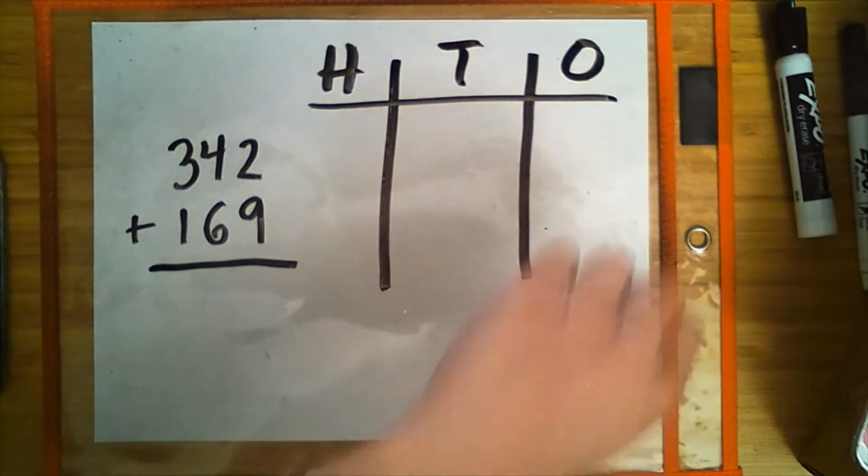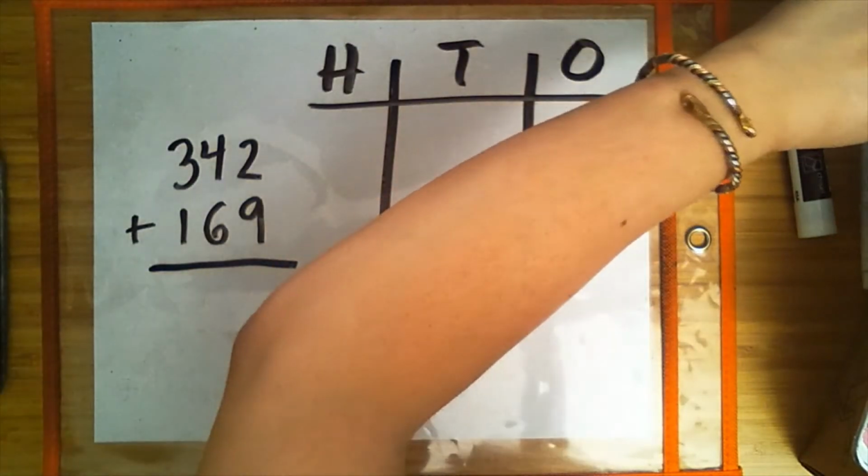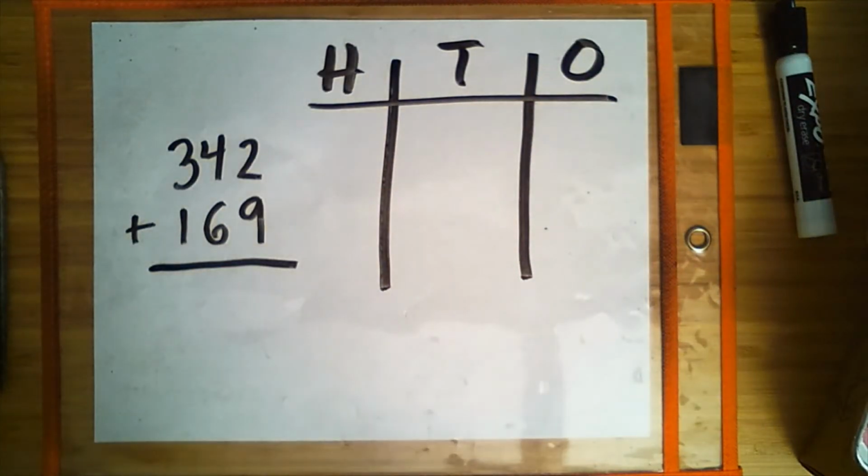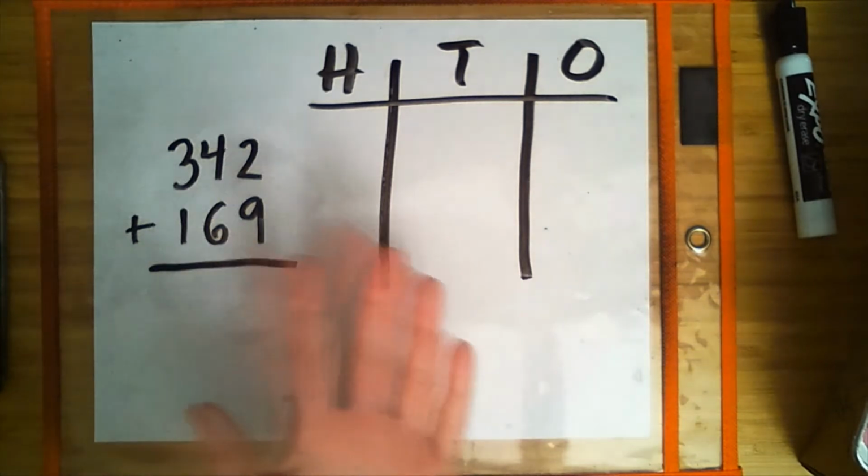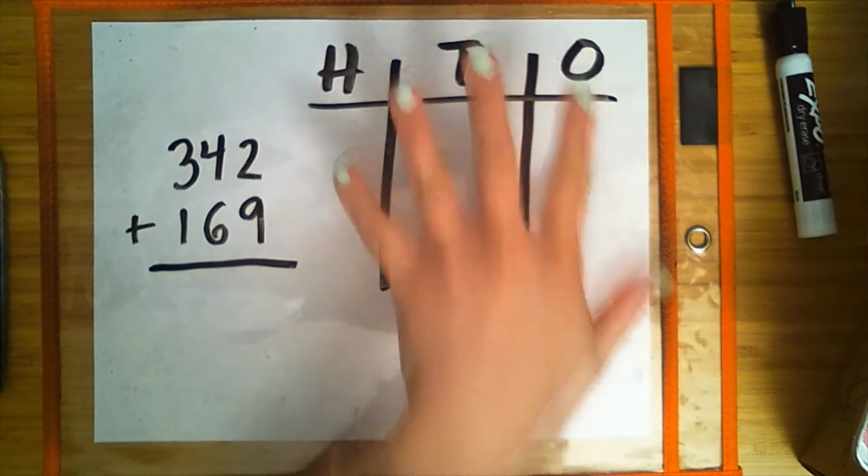All right, friends and families, welcome to the last part of our teacher model here. For our teacher model, we are working with the equation 342 plus 169. You'll also notice that we have a blank place value chart here.